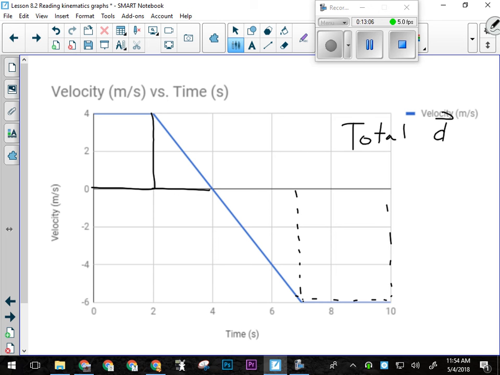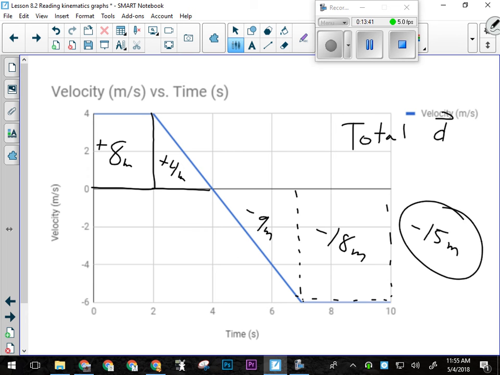All right, so this rectangle here is 2 on the bottom and 4 high, so it's +8 meters. All right, this one will be +4 meters because it's 2 by 4 but divided by 2. All right, then this one here is 3 seconds long on the base and -6 high, so it's going to be -9 meters. And then this is 3 seconds, okay, so it'll be -18 meters. All right, so we've got 12 positive and we've got 27 negative. All right, so our total here is -15 meters for our total displacement.